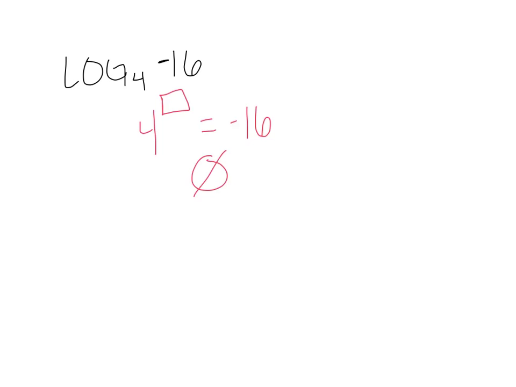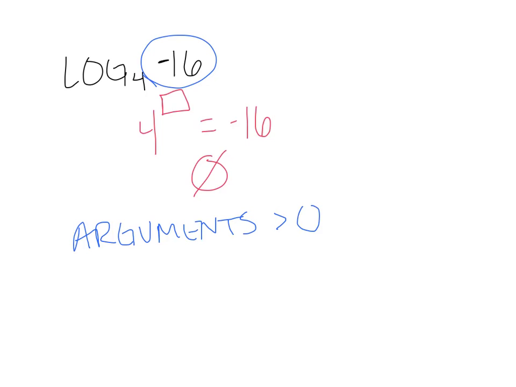So one thing we need to keep in mind with our logs is that our arguments, what's in the log, are always greater than 0. They're not even going to equal 0 because what is the power that makes 4 into 0? Not anything for that one either. So our arguments are always going to be greater than 0.